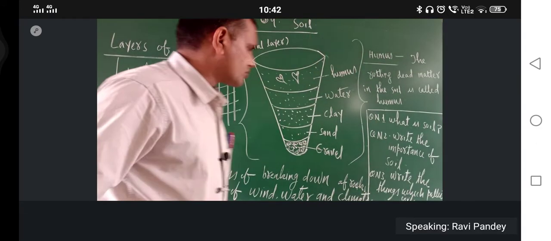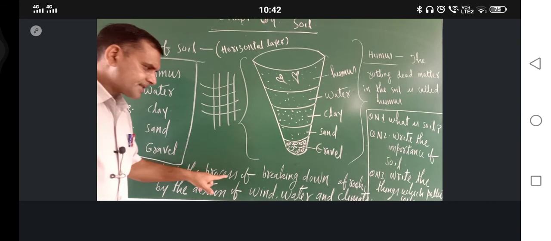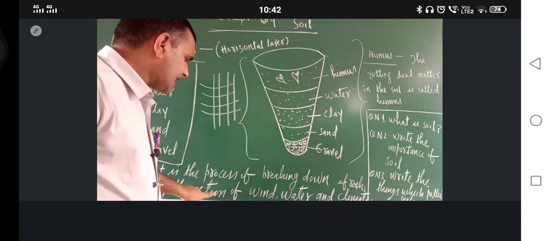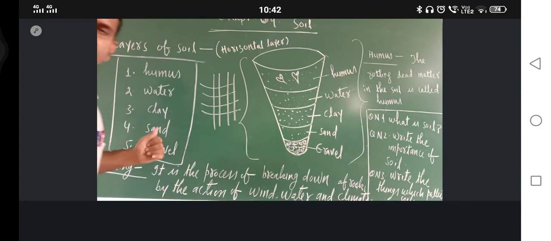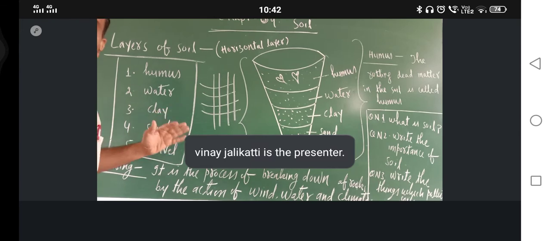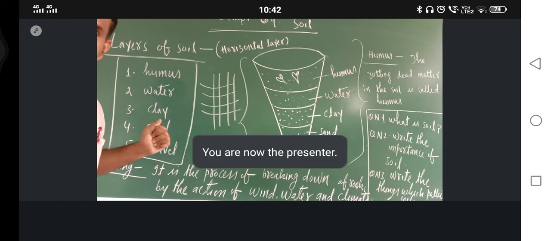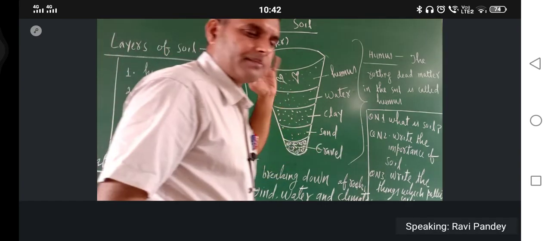Remember, soil is formed by the process of weathering. What is weathering? It is the process of breaking down of rocks by the action of wind, water, and climate. Weathering is nothing but the process of breaking down of rocks by the action of wind, water, and climate.